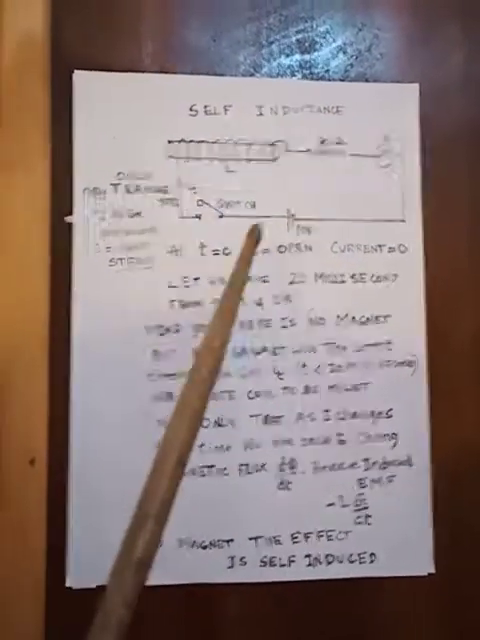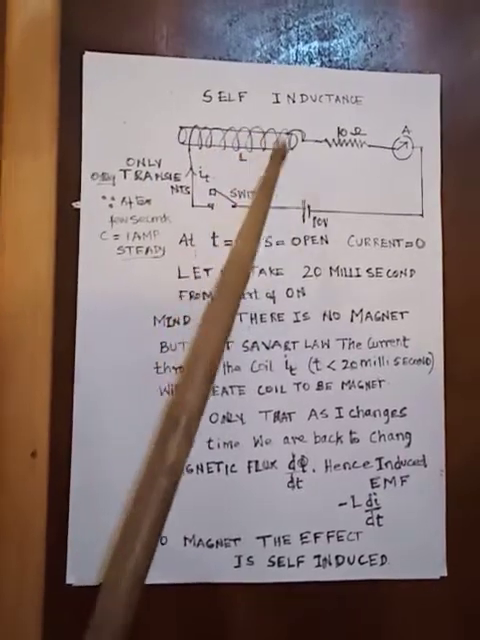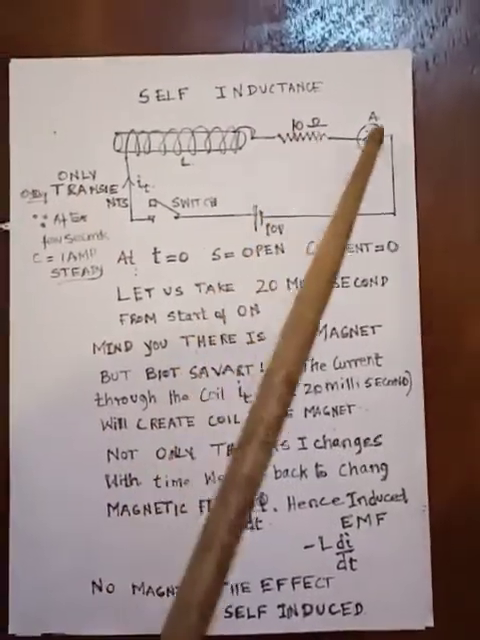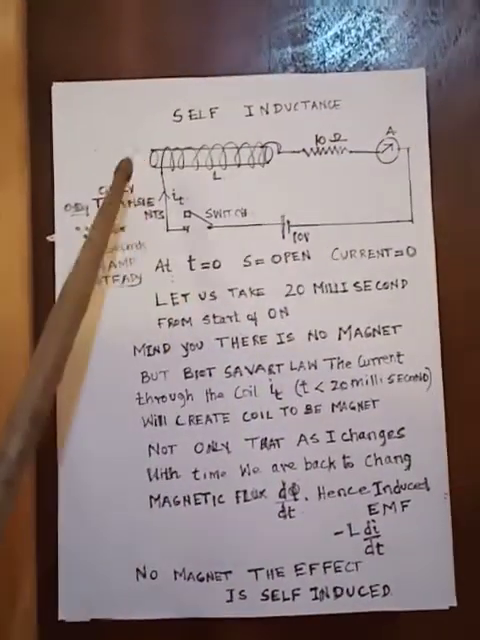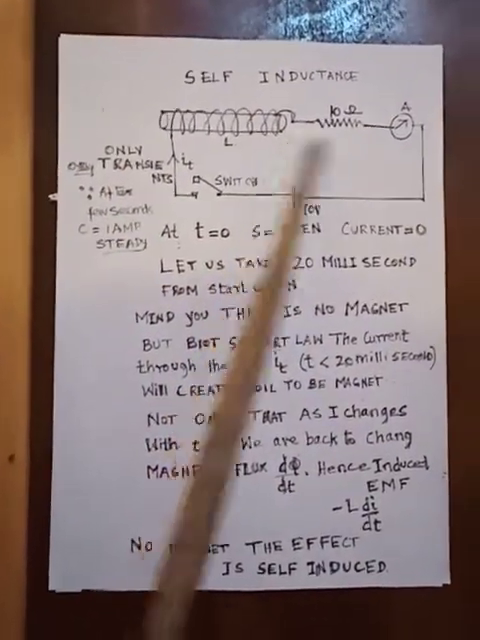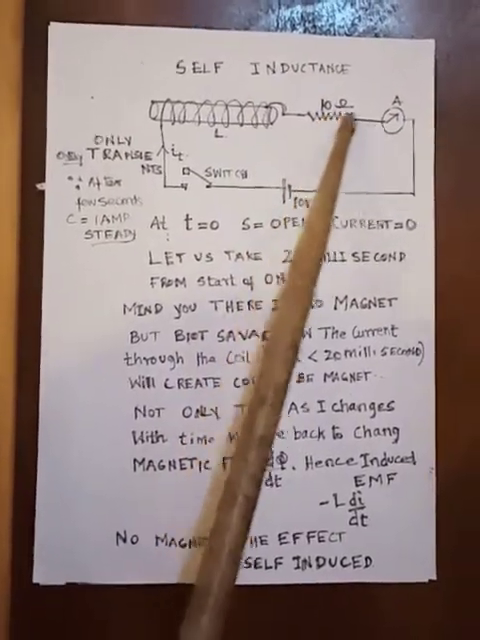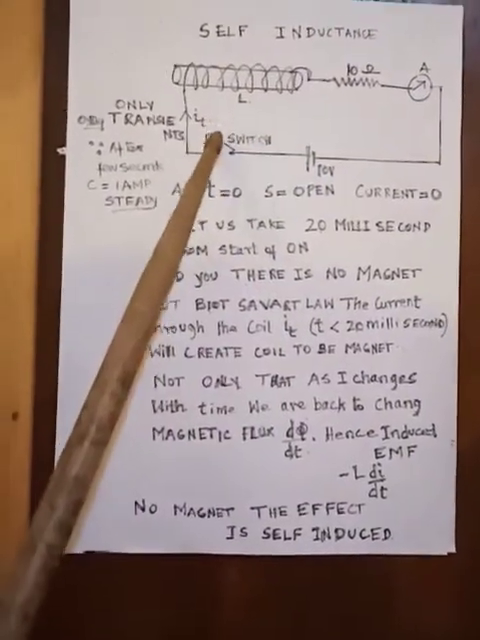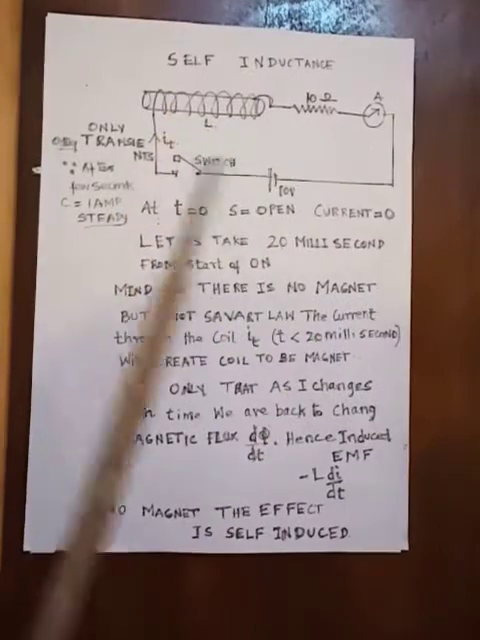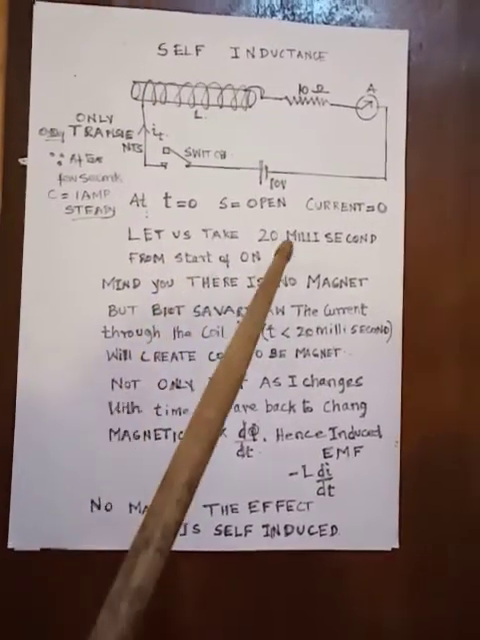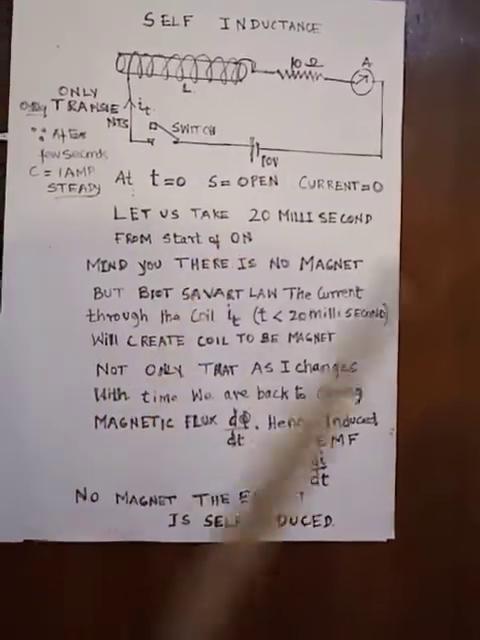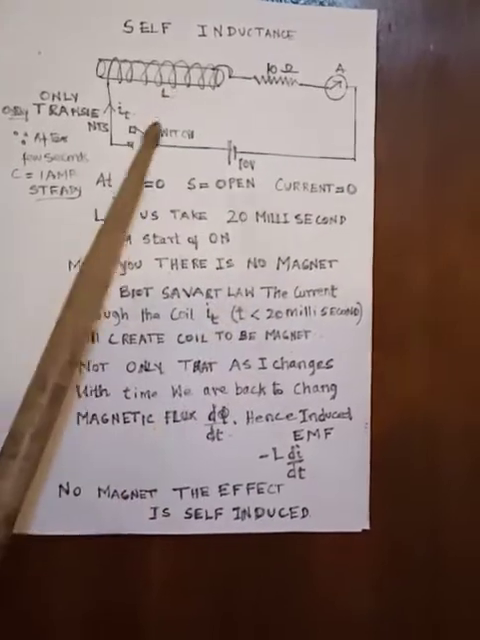Self-inductance. Let us say that we have a 10 volt source here, a switch, a resistance of 10 ohms. What will be the current? Not the transient, not those milliseconds. Current after, say, 4 seconds, 5 seconds, the current will be 1 ampere. But before that, at t equal to 0, S is open, the current is 0. Now, let us take 20 milliseconds from start of on. The moment I switch this on, in 20 milliseconds, what will happen?